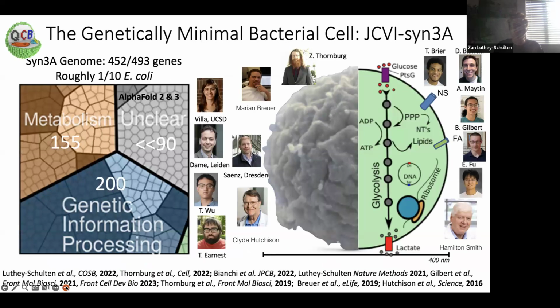So I think most of you know this SYN3A. It has only 493 genes, 452 code for proteins. And if you want to compare it to E. coli, just think 1/10 of E. coli, any property you could think of. Except we have many, many fewer proteins of unknown function. And the number keeps going down from the 90, but there's still a few essential proteins.